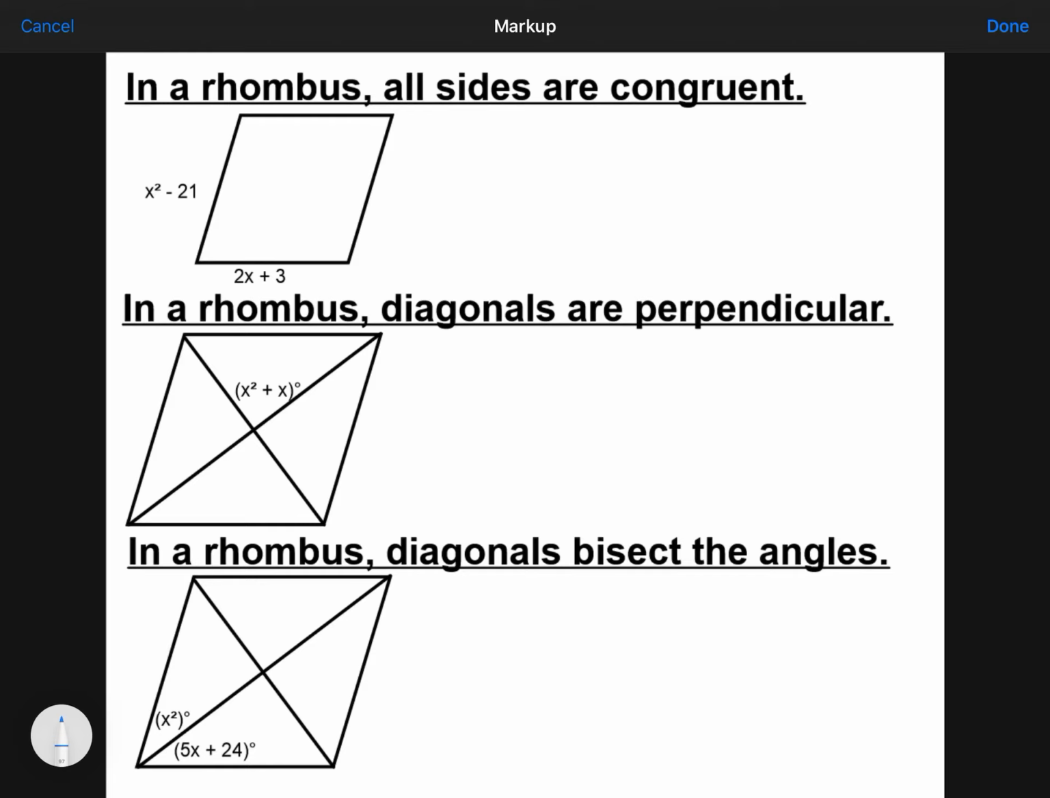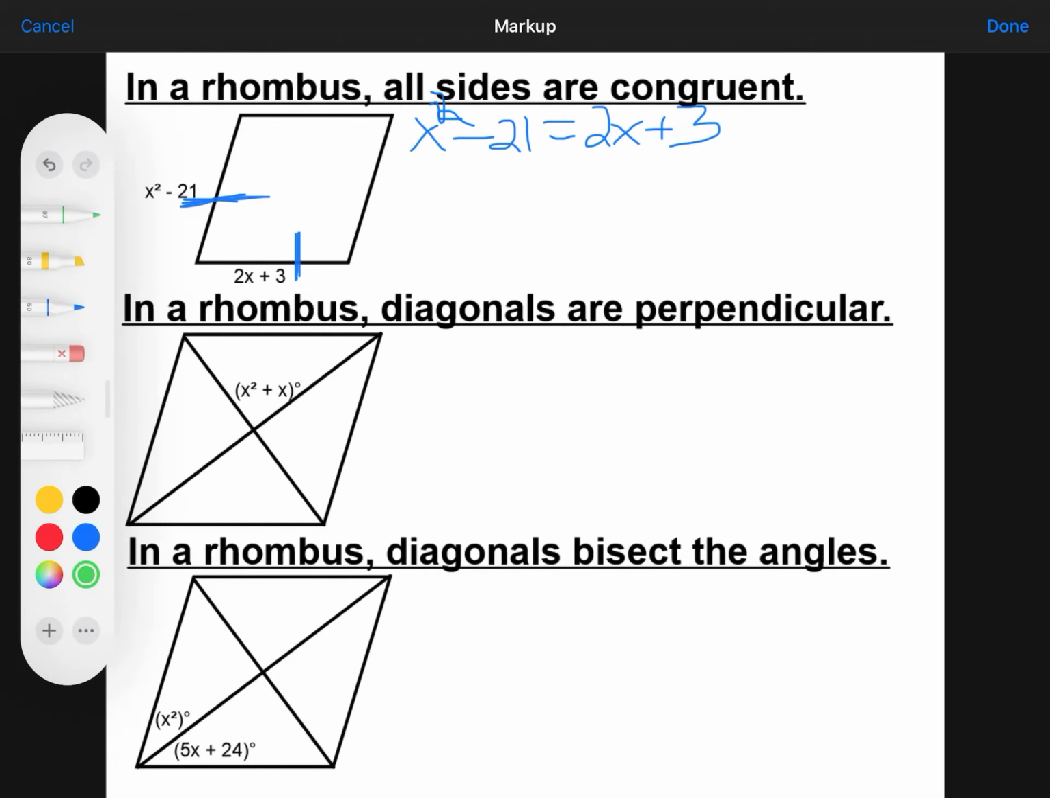The first is, in a rhombus, all sides are congruent, meaning this side on the left is the same as this on the bottom. That seems obvious. What might not be obvious is, how do you solve this when there's x squared on one side and an x term on another side and numbers on both sides? What do you do? And the answer is, you have to make sure you set it equal to 0.